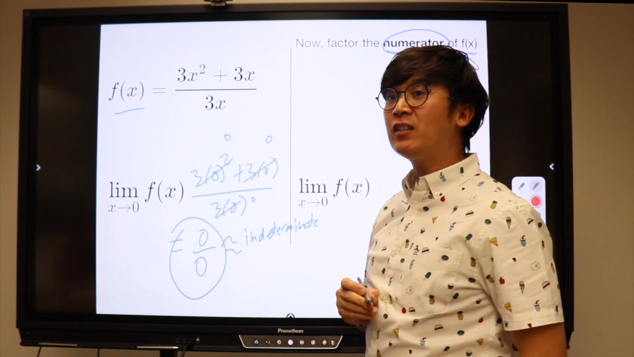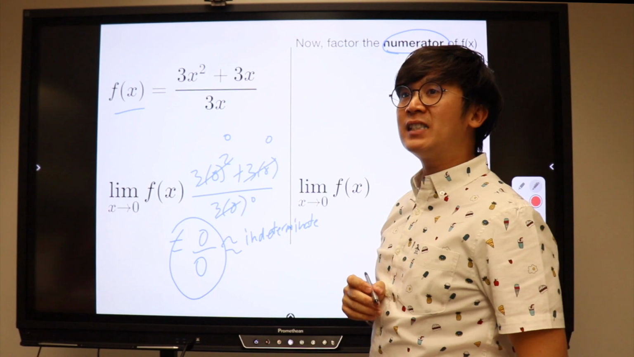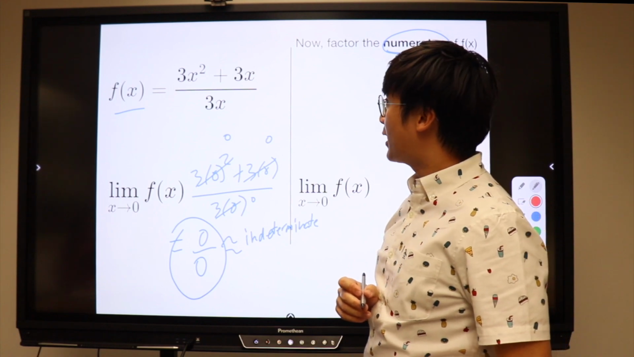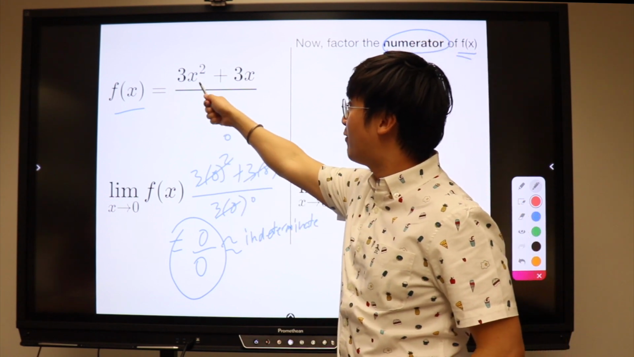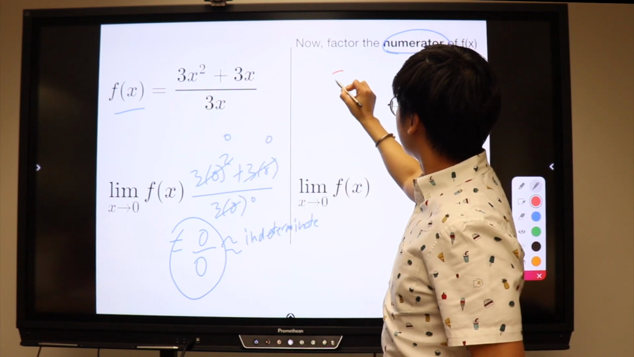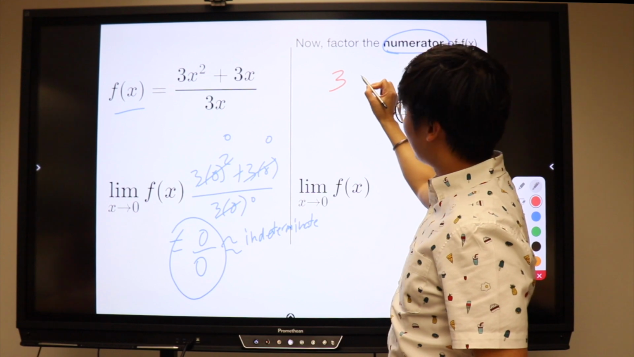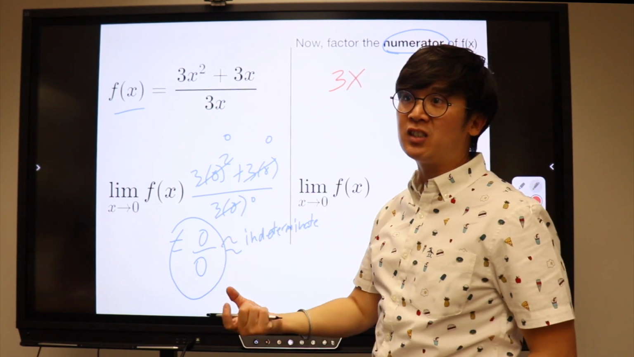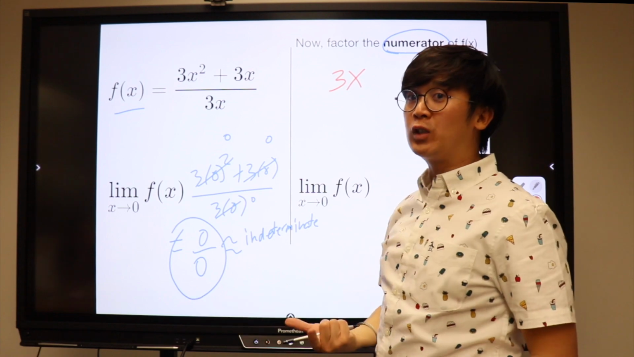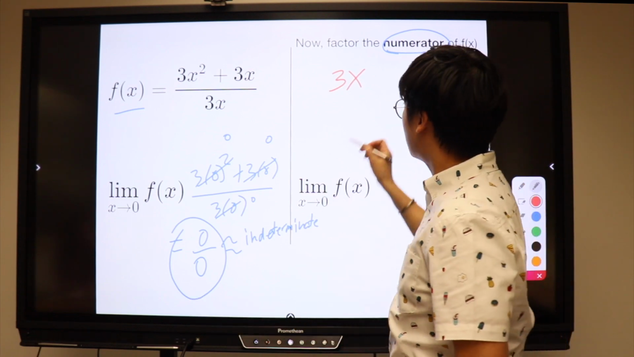If we factor it out, what factoring technique are we going to use to factor the numerator? Greatest common factor, or GCF. And what is the GCF of your numerator? 3x. That's why it's called greatest common factor. If it's just common factor, then 3 would qualify. But we want the greatest common factor.